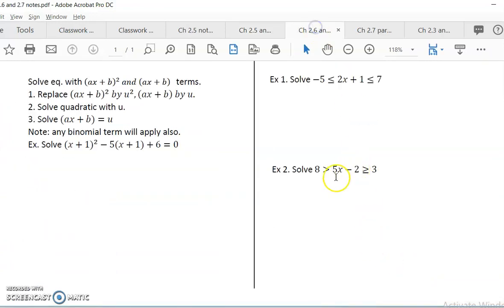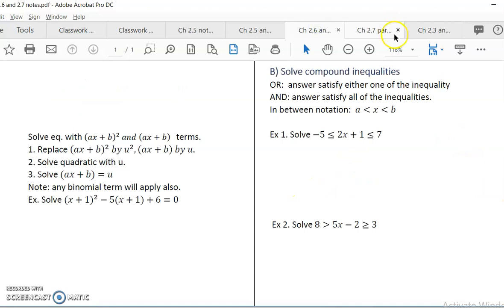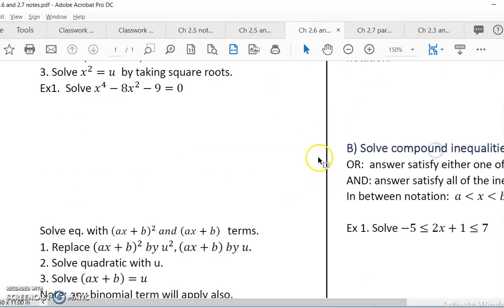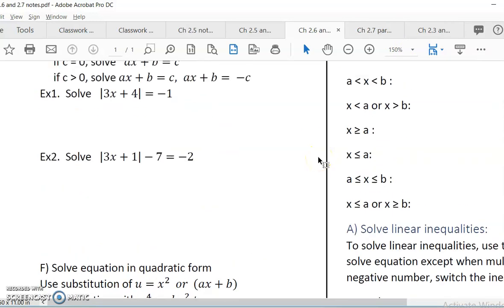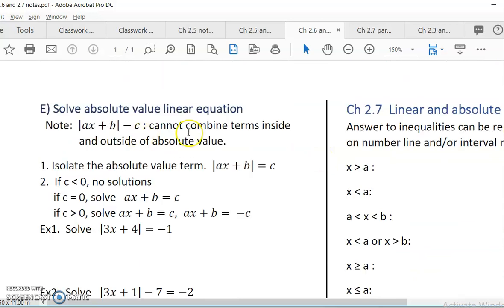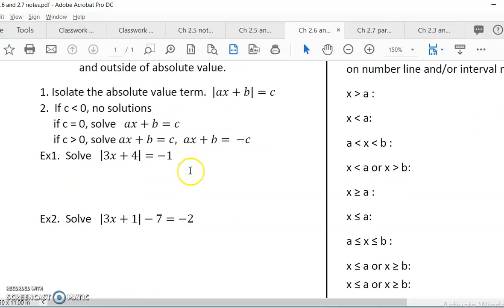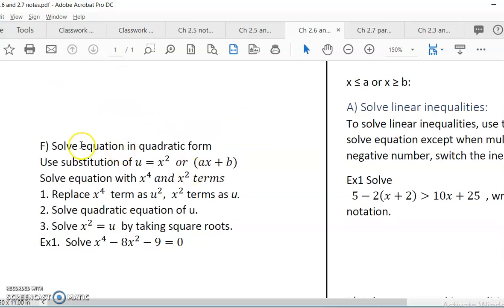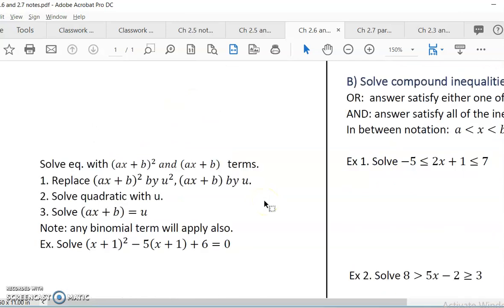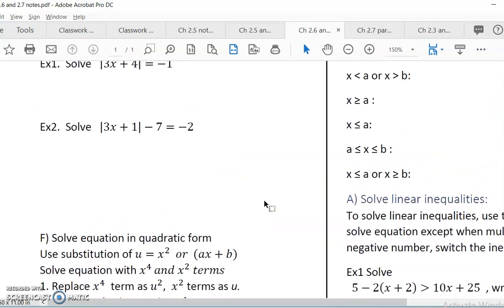And then 2.6 also has solving an equation with absolute value. That means your unknown is trapped inside an absolute value. And then lastly, we also solve equations that are in quadratic form. That means there are groups of things that look like they are squares of each other. So we call it a quadratic form equation. So we'll solve those, and we see how we solve a lot of different types of equations.